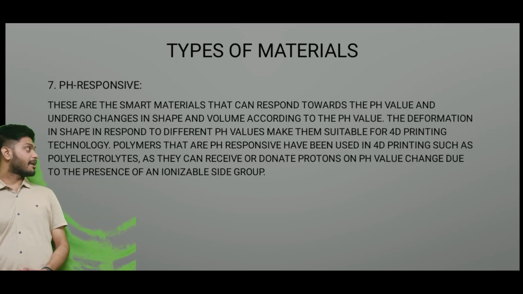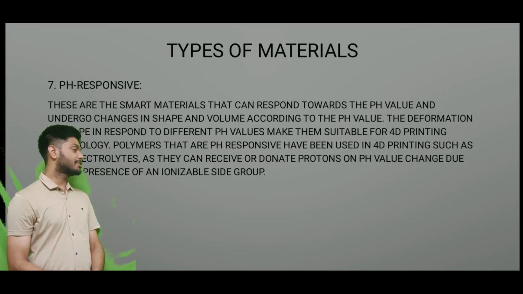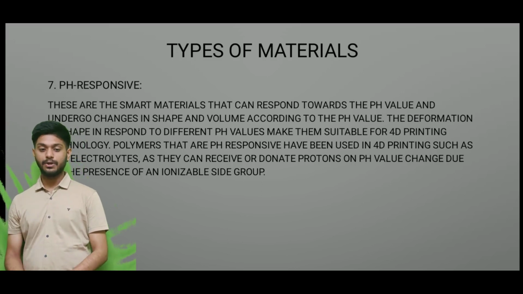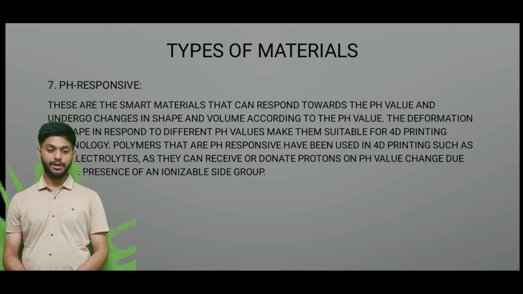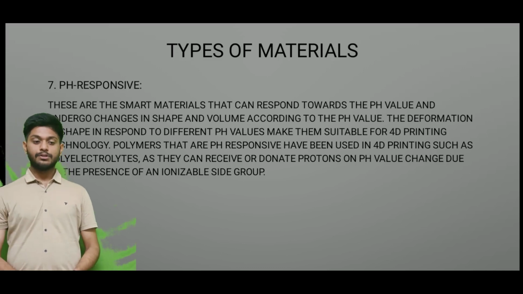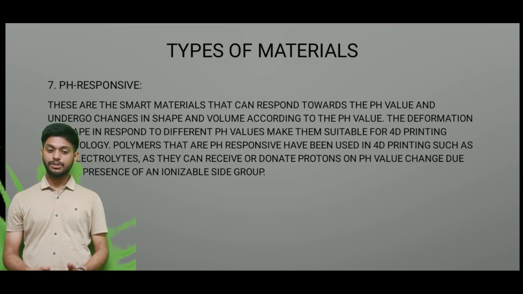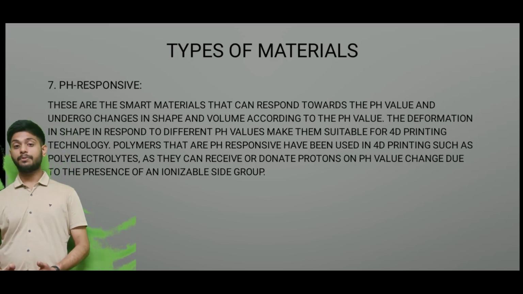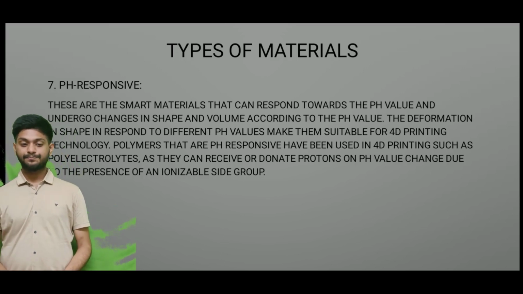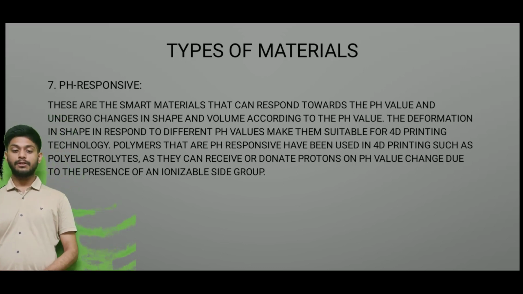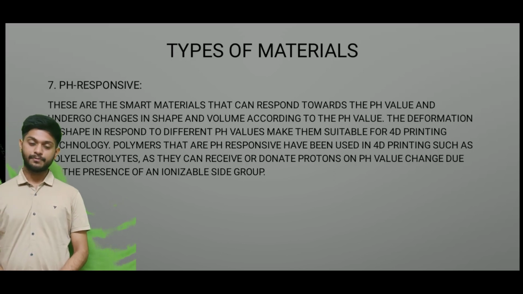And the last, which we have introduced in our presentation, is pH responsive. These are the smart materials that can respond towards the pH value and undergo changes in shape and volume according to the pH value. The deformation in shape in response to different pH values makes them suitable for 4D printing technology. Polymers that are pH responsive have been used in 4D printing, such as polyelectrolytes, as they can receive or donate protons on pH value change due to the presence of an ionizable side group.